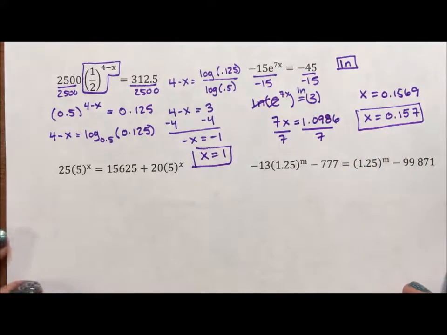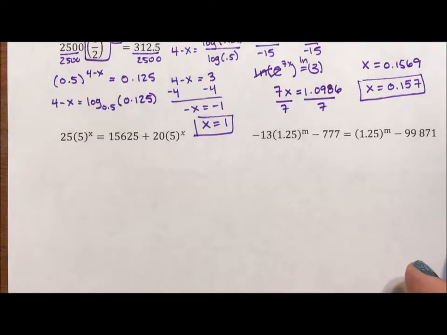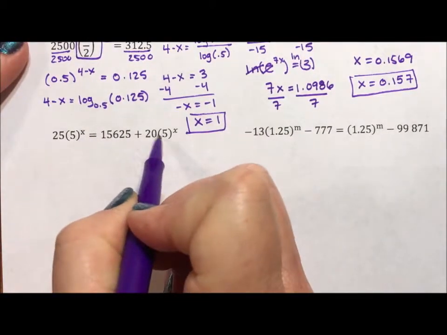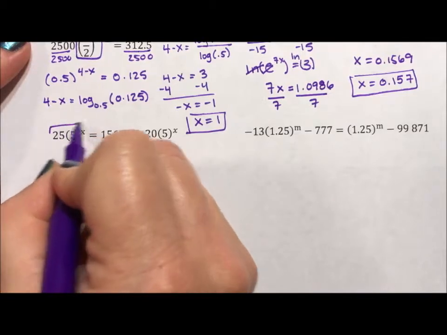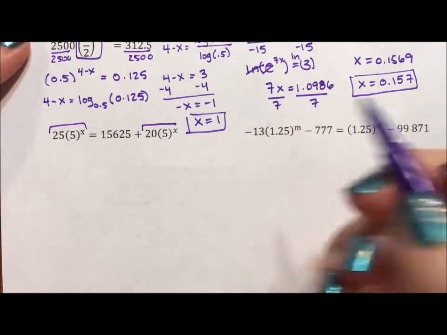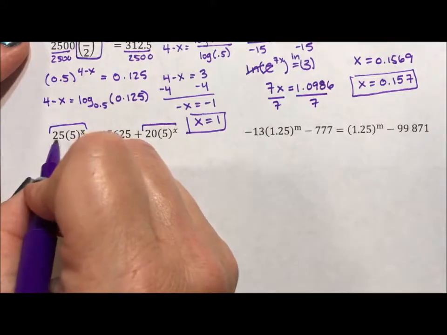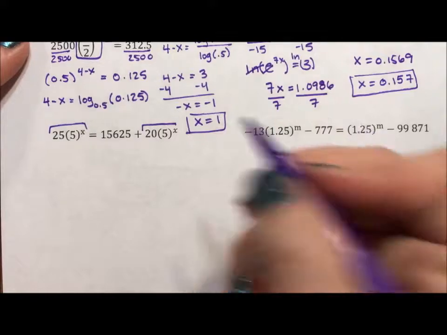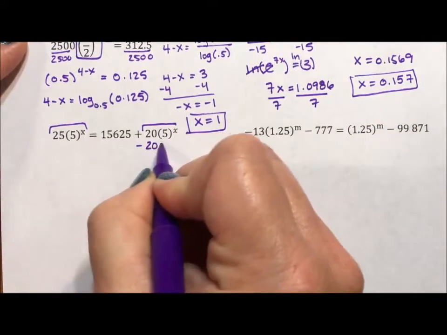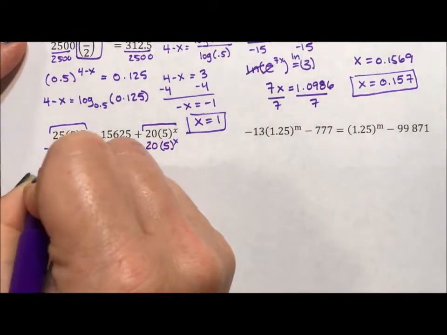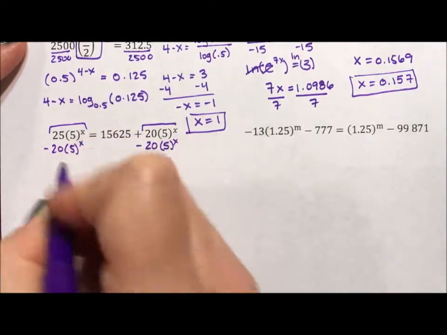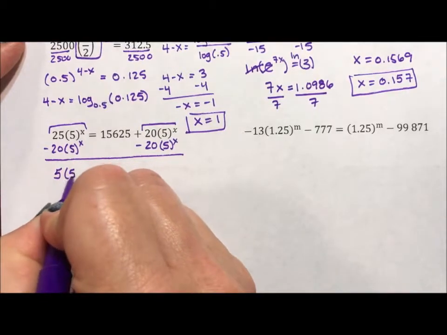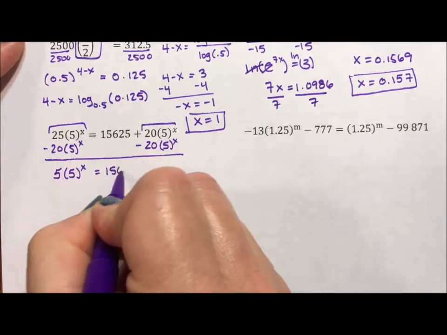All right, so now on to the 2 longer problems. For these, don't get tripped up by the fact that we have these 2 terms that have the 5 to the x. Just think of it as 25x equals 15,625 plus 20x. If that was the case, the first thing you would do is subtract 20x from both sides. So the first thing I'm going to do is subtract 20 times 5 to the x from both sides.